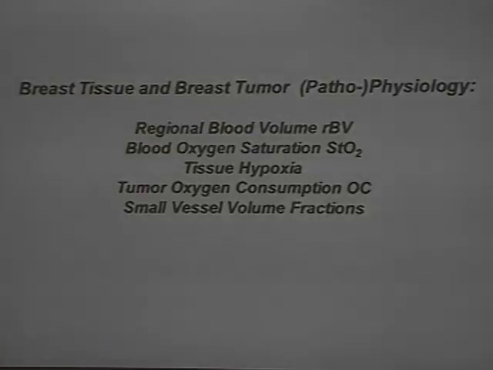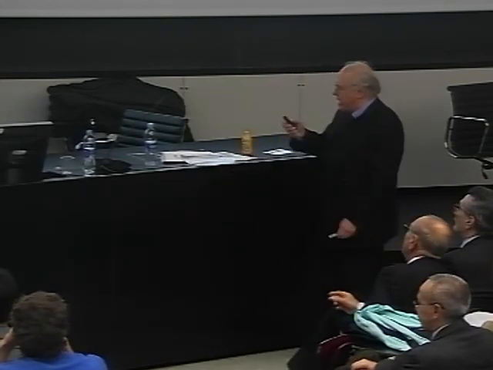And so in order to understand this, we have to do some physiology. And I'm going to talk about regional blood volume, blood oxygen saturation, tissue hypoxia, tumor oxygen consumption, and small vessel volume fractions. It's like when you do atomic physics, you have to know something about atoms and quantum mechanics. If you do spectroscopy in tissue, you have to know something about the physiology of tissue.